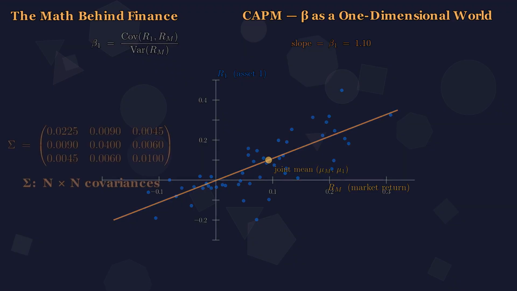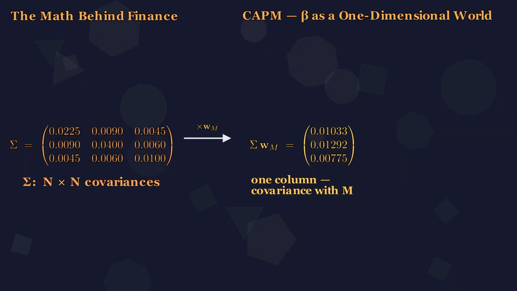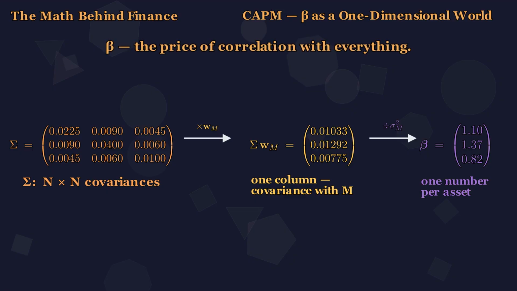N risky assets entered this episode. Each had its own variance, and its own covariances with n-1 others, a whole matrix of relationships. Then we introduced the market. One fixed reference. Suddenly, the entire matrix collapses into a single column of covariances with one thing. That column, divided by the market's variance, is the only number that matters for pricing. Beta, the price of correlation with everything.